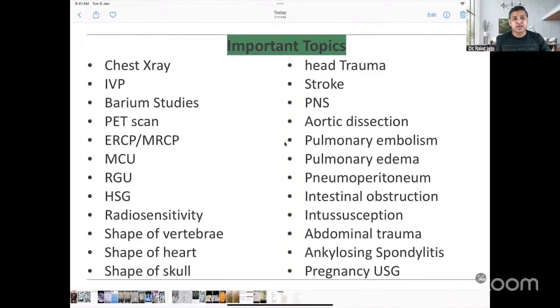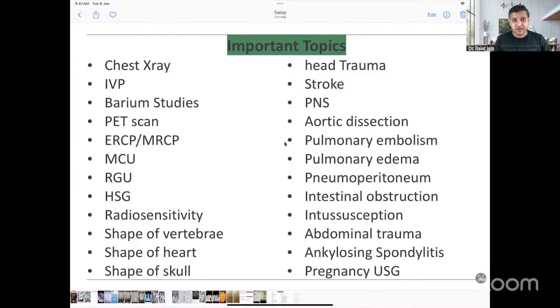Images of IVP, barium is a standard part of our paper. I have almost never seen a paper in FMG screening where one image of the barium is not there in the paper, right? Image of the PET scan. Nowadays, there is an increasing trend of asking questions on the PET scan. ERCP, MRCP images, MCU, RGU, HSG images. HSG is often integrated with your OBG as well. Question on radiosensitivity.